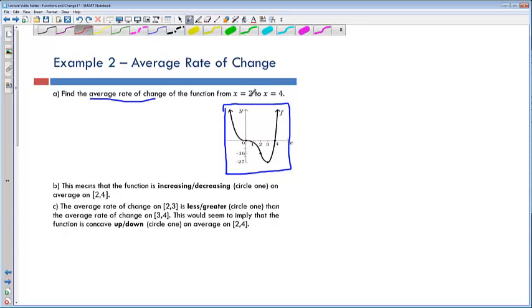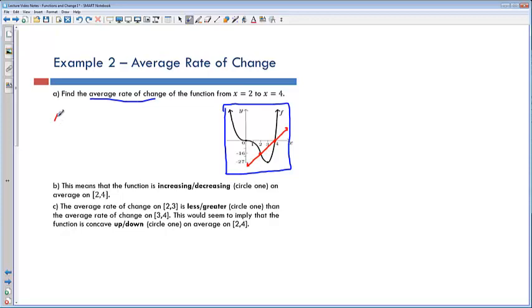So x equals 2 to x equals 4. Well, here's x equals 2, so here's the point on the graph. And here's x equals 4, and there's the point on the graph. What you're really doing is just computing the slope of that line. And so we can write down the formula to practice functional notation, this delta notation.